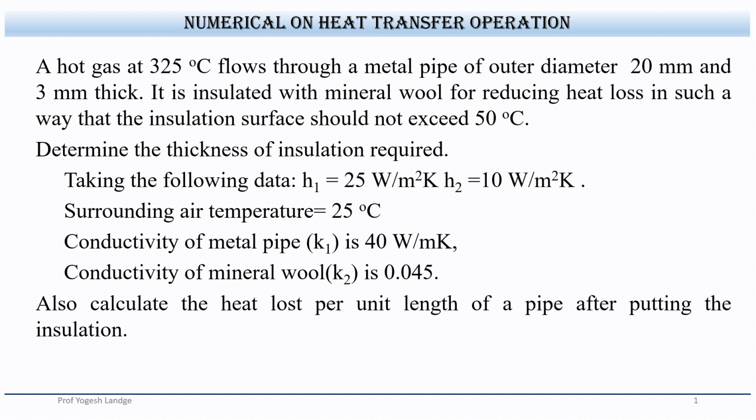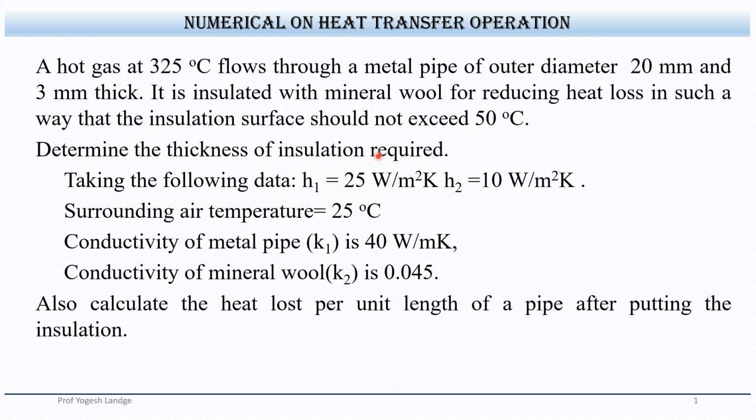On the screen, there is a statement: a hot gas at 325 degrees Celsius flows through a metal pipe of outer diameter 20 millimeter and 3 millimeter thick. It is insulated with mineral wool for reducing the heat loss in such a way that the insulation surface should not exceed 50 degrees Celsius. Determine the thickness of insulation required, and the data is given.